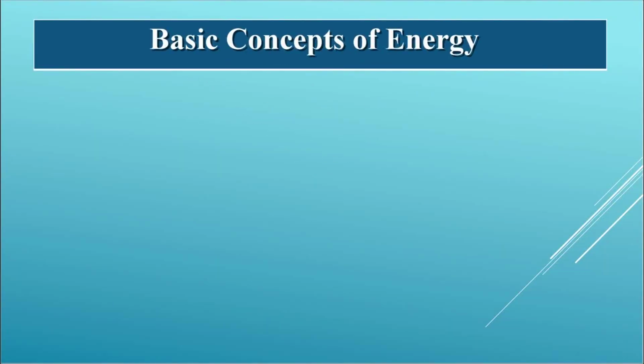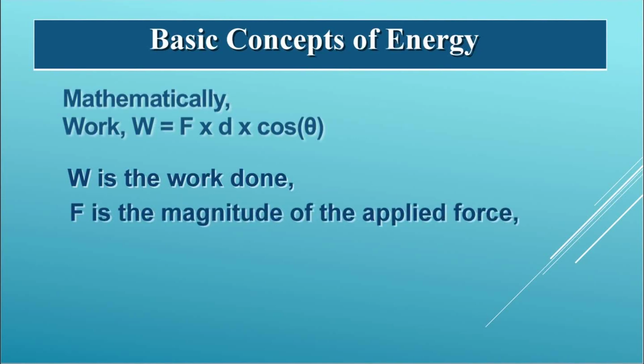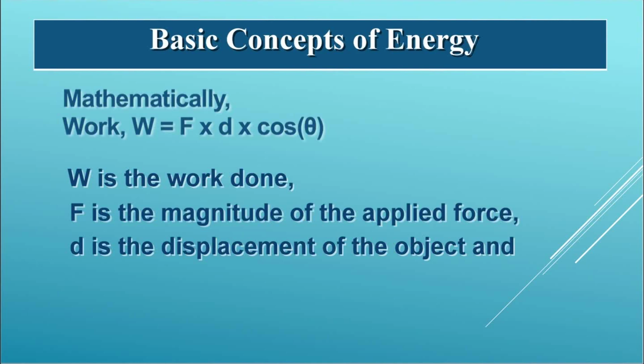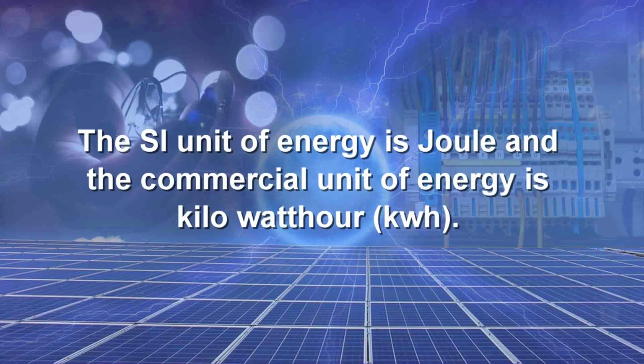Work is calculated using the formula W = F × D × cos θ, where W is the work done, F is the magnitude of the applied force, D is the displacement of the object, and θ is the angle between the force vector and the displacement vector. As energy is equivalent to the amount of work done, the unit of energy is the same as that of work. The SI unit of energy is joule, and the commercial unit of energy is kilowatt hour.